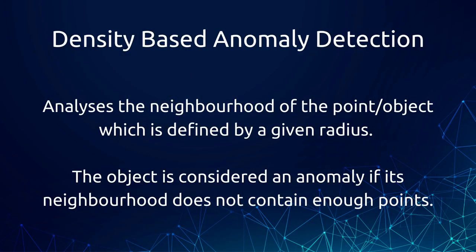Now, there are a lot of different algorithms that we can use to detect anomalies. However, in this module, we're only going to be covering 2 of them. The first type of algorithm is density-based. In this type of anomaly detection, we look at the neighborhood of the point, which is defined by a given radius. An object is then considered an anomaly if its neighborhood does not contain enough points.